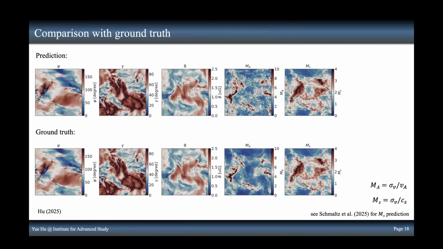Here is a comparison with the ground truth. The top panel is the prediction output by the neural network, and it includes five quantities: the plane-of-sky position angle, the inclination angle gamma, the magnetic strength, the Alfvén Mach number, which is the ratio between the turbulent velocity and the Alfvén velocity, and also the sonic Mach number, which is the turbulent velocity over the sound speed. The bottom panel is the ground truth of the five quantities. We can see that the machine learning approach can reconstruct the distribution of the 3D magnetic field and also some turbulent parameters very well.